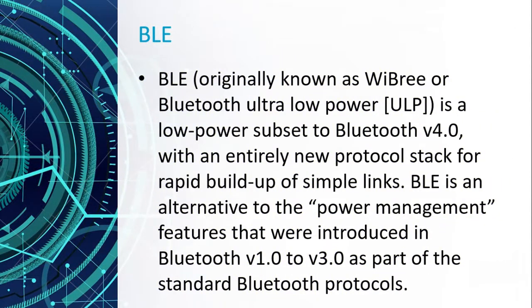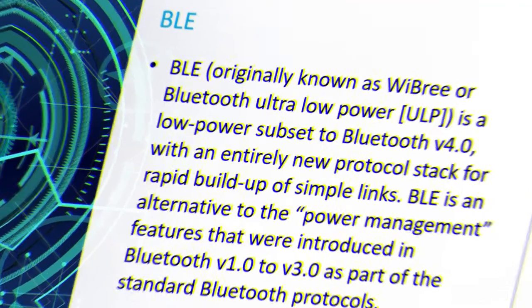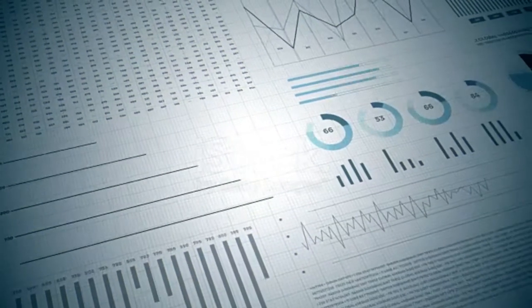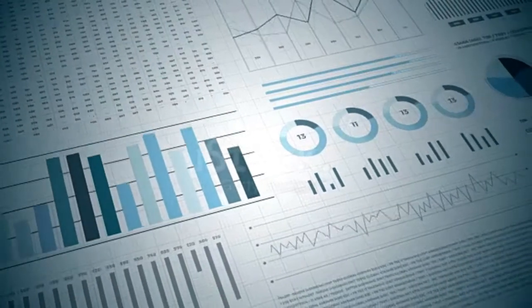BLE, originally known as WiBree, or Bluetooth Ultra Low Power, is a low-power subset of Bluetooth 4.0, with an entirely new protocol stack for rapid buildup of simple links. BLE is an alternative to the power management features that were introduced in Bluetooth 1.0 to 3.0. As part of the standard Bluetooth protocols, BLE is aimed at very low-power applications running off a coin cell.